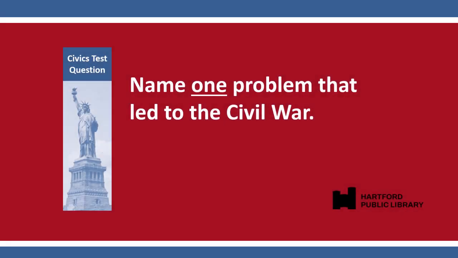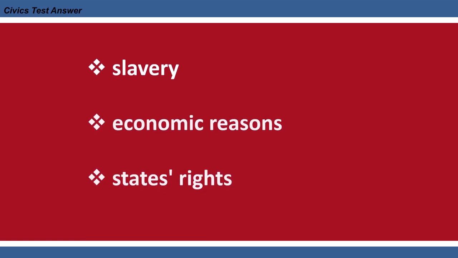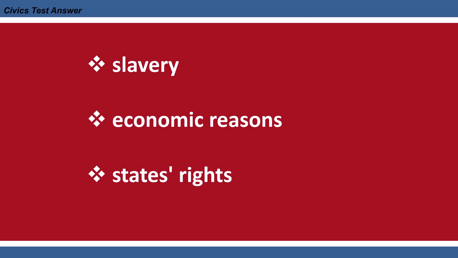Civics test question. Name one problem that led to the Civil War. Slavery. Disagreements about slavery were a major cause of the fighting between the North and the South during the Civil War. There were economic reasons for many of the arguments about whether slavery should be abolished throughout the country. A topic often addressed in these arguments was states' rights to make their own laws.